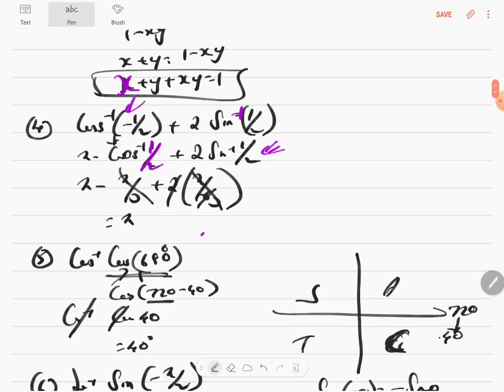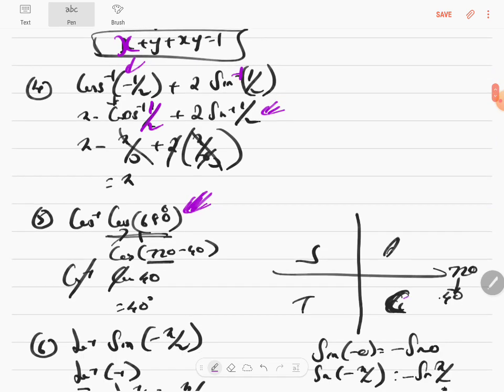Cos inverse of cos 680 degrees. Normally it will be in radians, but here it's directly given in degrees, conveniently. So you know it's in the fourth quadrant. It's 720 minus 40 that will give you 680. So write it like that. Solve the trigonometry part, an even integral. In the fourth quadrant, as school taught your children, cos is positive. So cos 40. Cos inverse of cos 40 is 40 degrees.